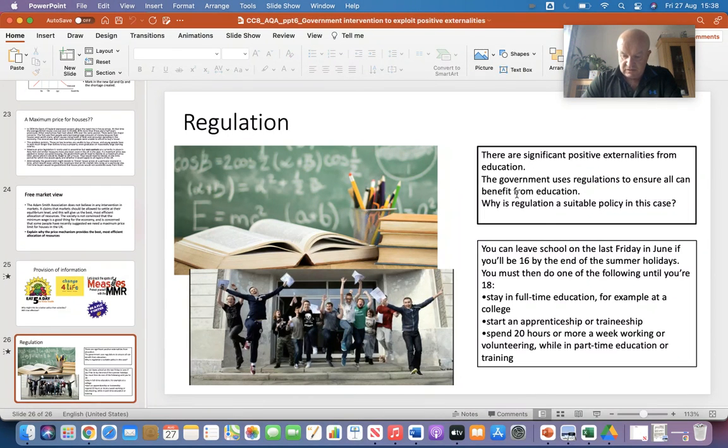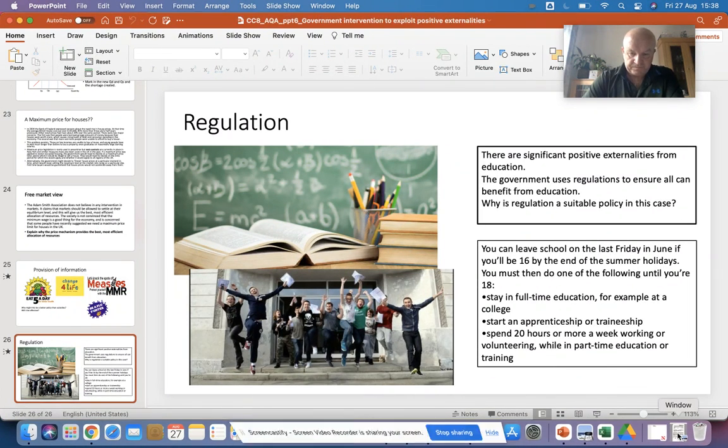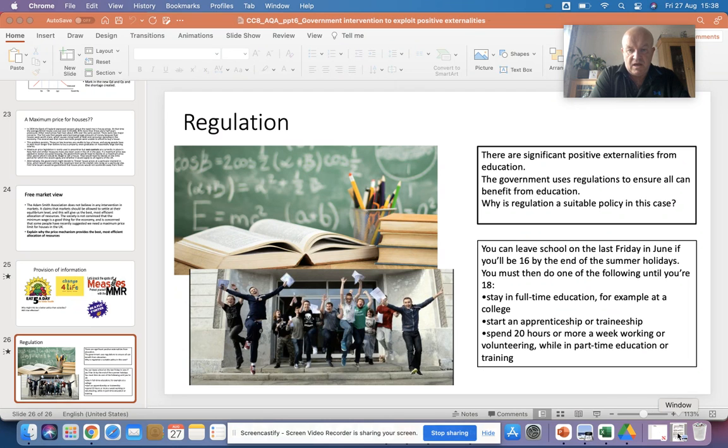So that's the end of this particular presentation, and hopefully that makes a bit of sense in that we've covered a number of things about exploiting positive externalities, specifically the use of subsidies and also the use of maximum prices, but also the provision of information and to some degree regulation as well for encouraging positive externalities.